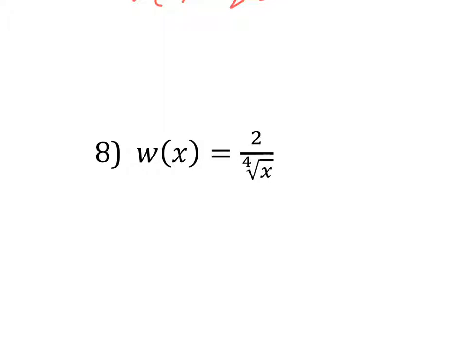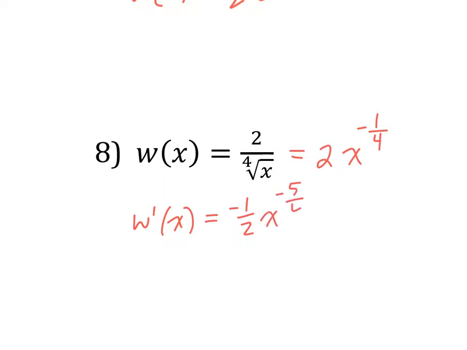All right, George, tell us what you did first. So I changed it into 2x to the negative 1/4. Okay, now you take the derivative. What do you get? I get negative 1/2 x to the negative 5/4. Yes, very good. Negative 5/4. All right, please be careful.